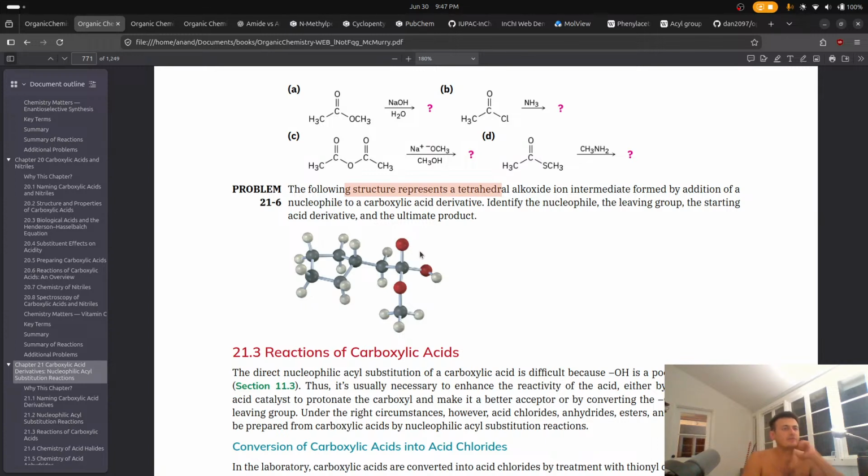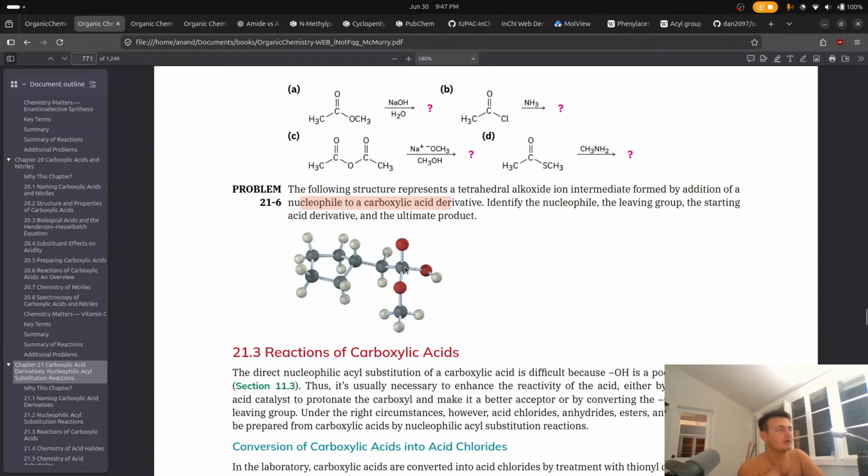Okay, the following structure represents a tetrahedral alkoxide ion intermediate formed by addition of a nucleophile, probably this methoxy group, to a carboxylic acid derivative. I don't see how it's a carboxylic acid derivative. It looks like it's literally just a carboxylic acid. Or it could be that this OH attacks here. So presumably then the leaving group is methoxy and the starting acid derivative is then methyl.